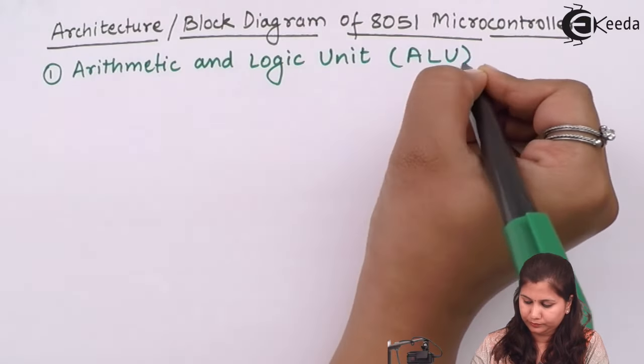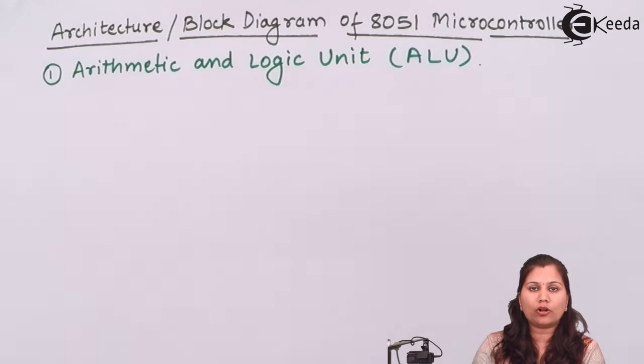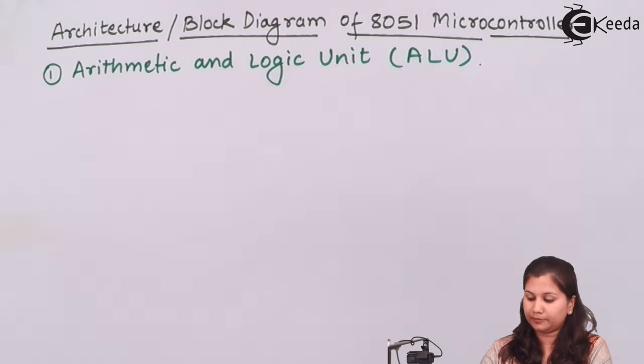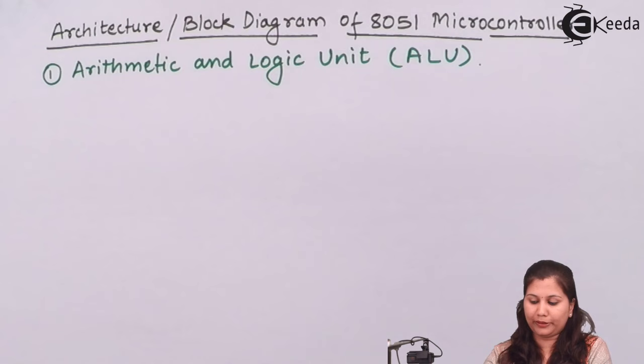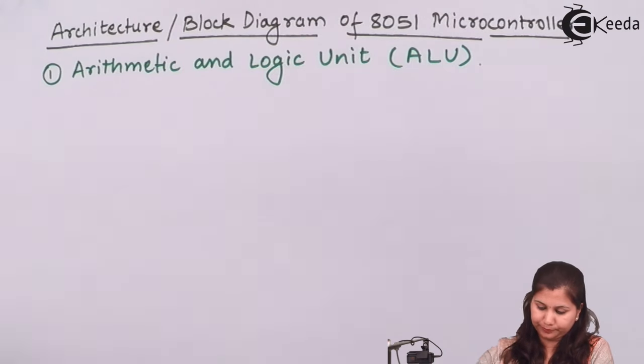The arithmetic and logic unit performs arithmetical operations and also logical operations. Arithmetic operations like addition, subtraction, multiplication, division, and logical operations like logical AND, logical OR, logical XOR, and the NOT operations.